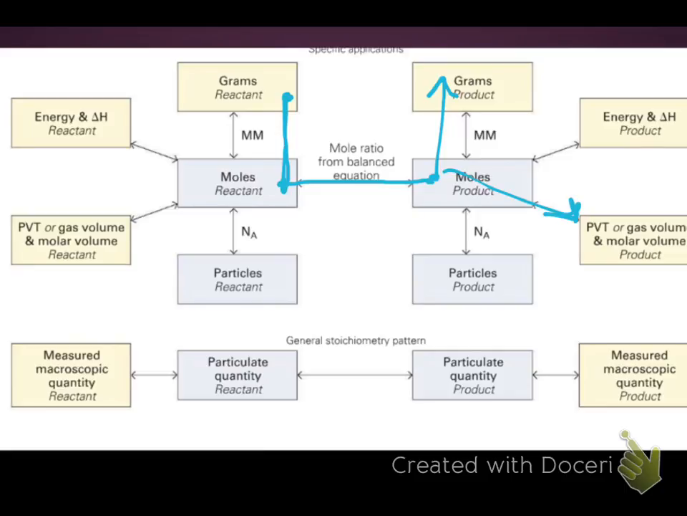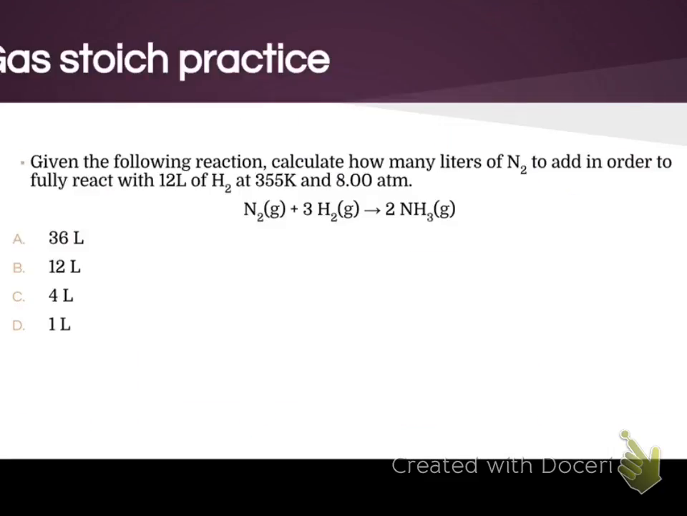In general, we're given things that are on the macroscopic scale, things like grams or volume, and we have to use our knowledge of chemistry on the particle level to convert from, say, reactants to products. And then from there, we want to go back to a macroscopic quantity, something we can actually see and measure. So this kind of graphic is really helpful in doing your homework. So keep it handy. Okay, so our last problem today is a gas stoichiometry problem.